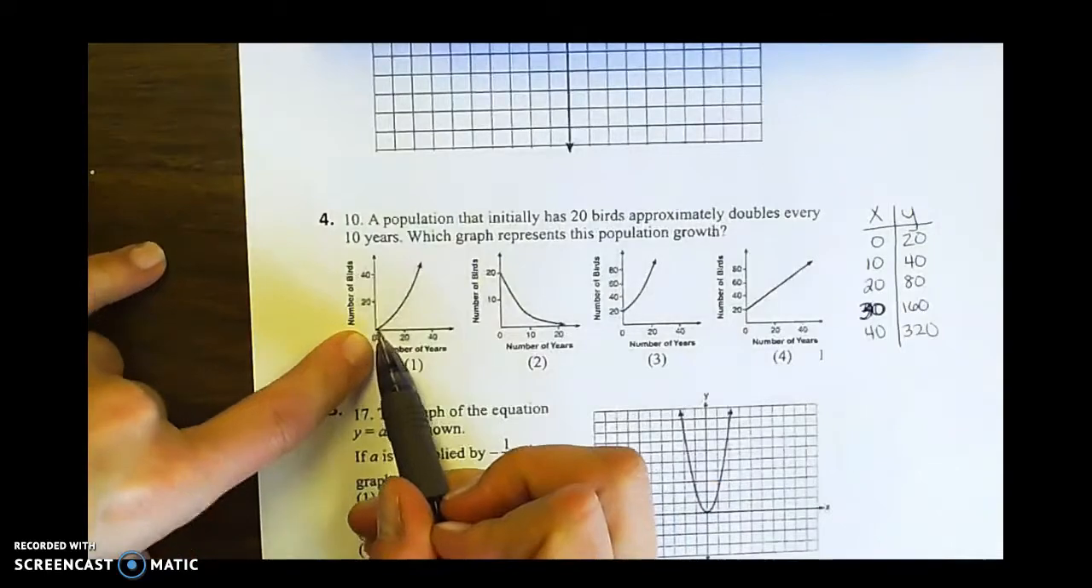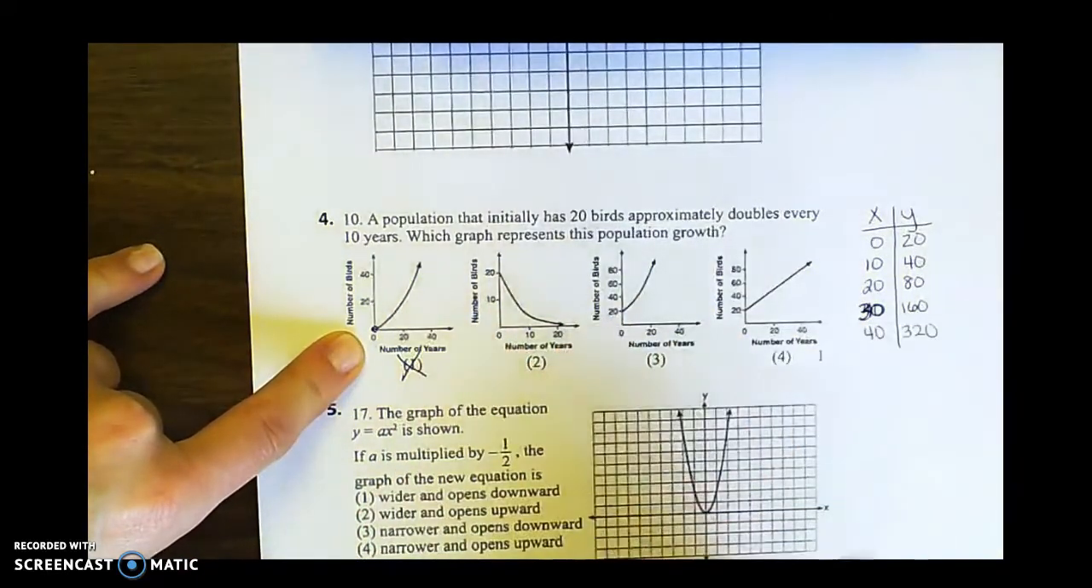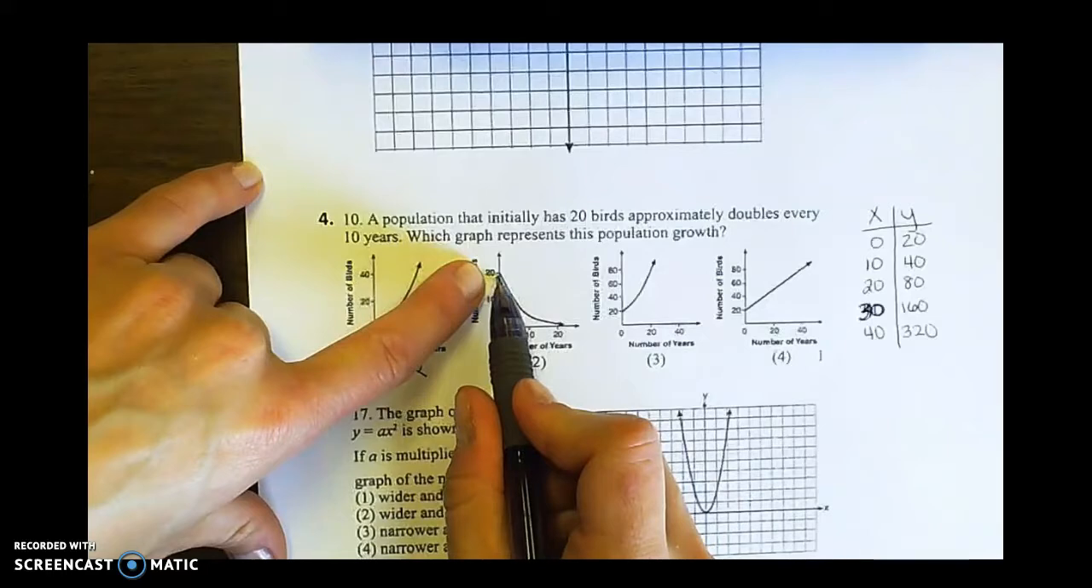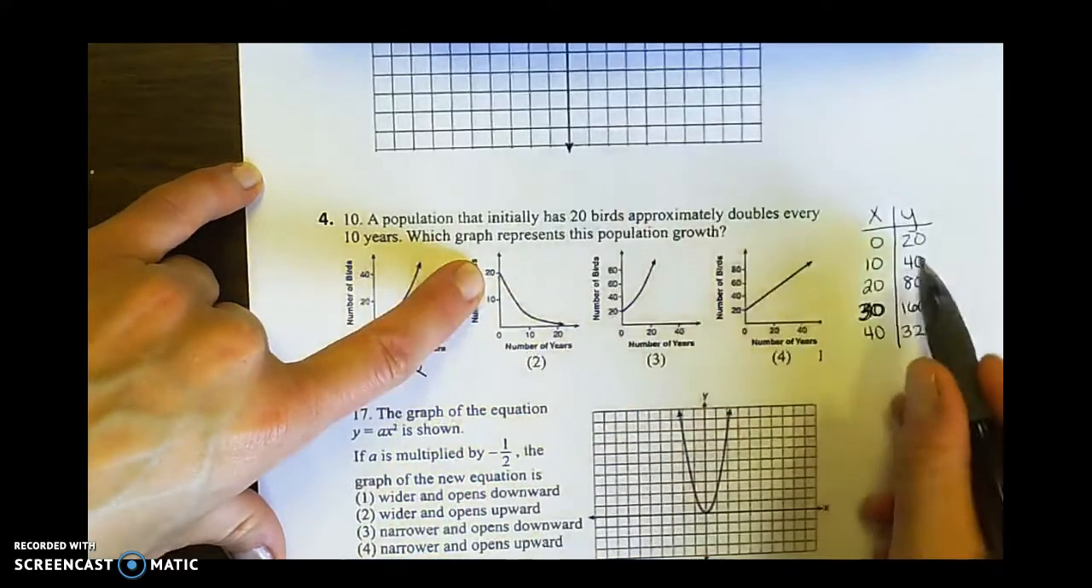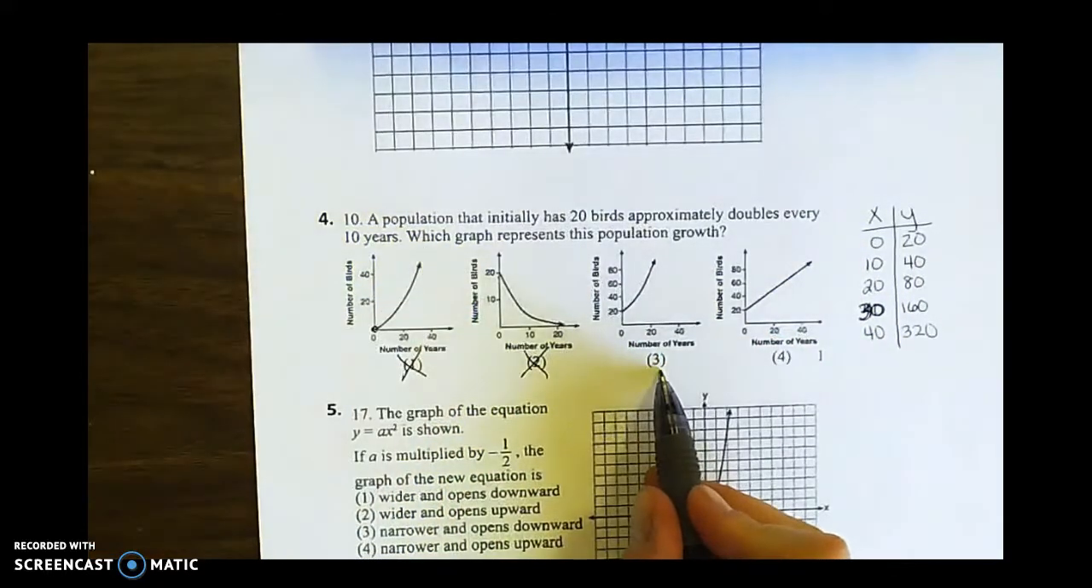So let's take a look at number 1. Here we start at 0, 0. Well, here we started at 0, 20, so it can't be that. Number 2 starts at 0, 20, but here it's going down, and we want our values to go up, so it can't be 2.